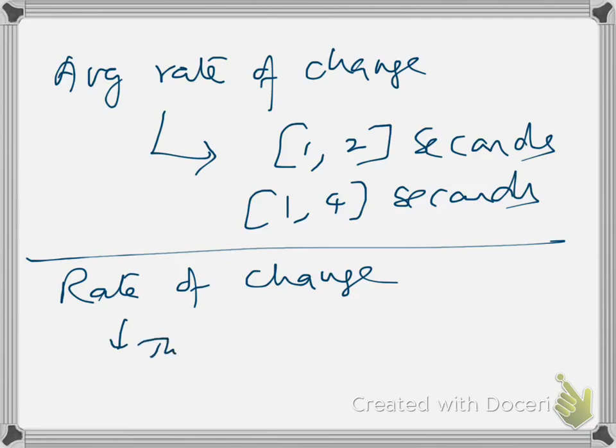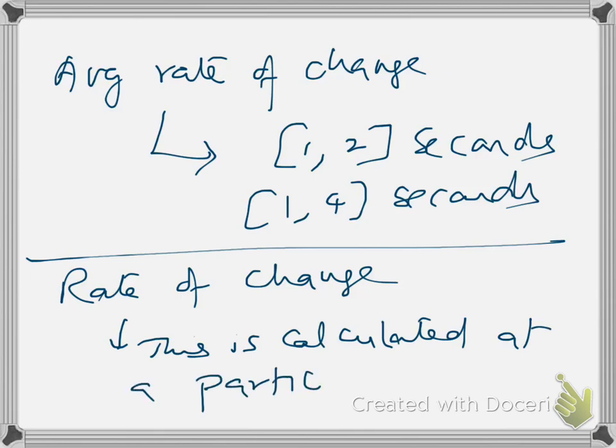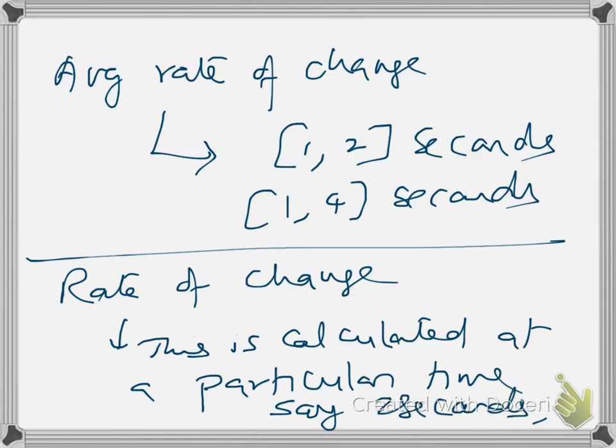This is calculated at a particular time, say 2 seconds or 3 seconds, etc. So when you are framing the question itself, you have to be very clear. Suppose somebody says, what is average rate of change at 2 seconds? Meaningless, because he is saying average rate of change, but he is specifying only one particular time. Meaningless question.